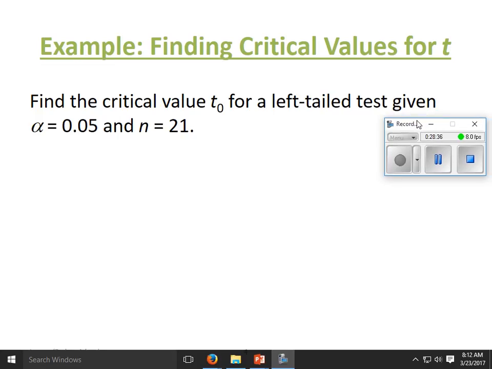Right, on this example, find the critical value t₀ for the left-tailed test given alpha is 0.05 and n is 21. So you're going to grab your t-distribution chart, which I lost mine already.